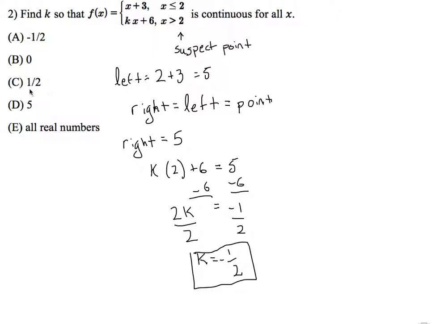All right, so the review of this problem, the correct answer is A. The review of this problem is plug in the suspect point and make both sides equal to each other because right equals left equals point. Set these both equal to each other after plugging in the suspect point. That's all you need to do, and then solve, I guess.